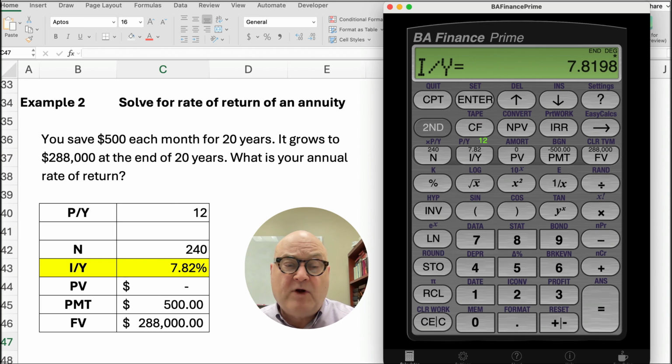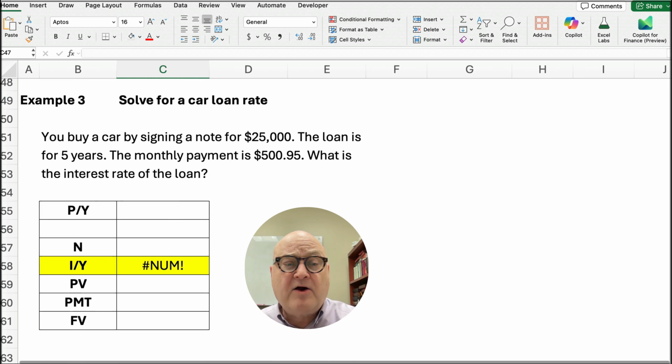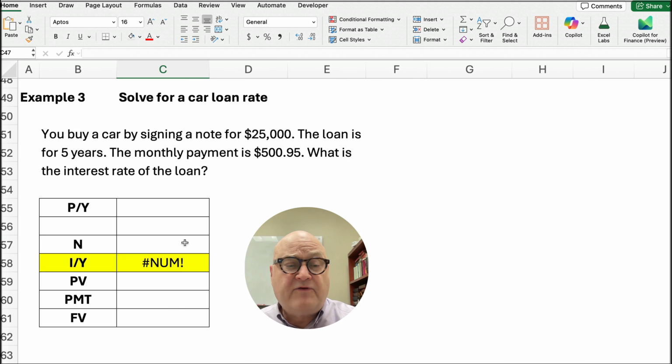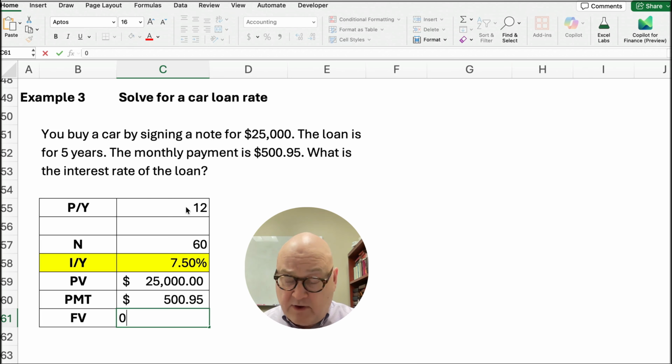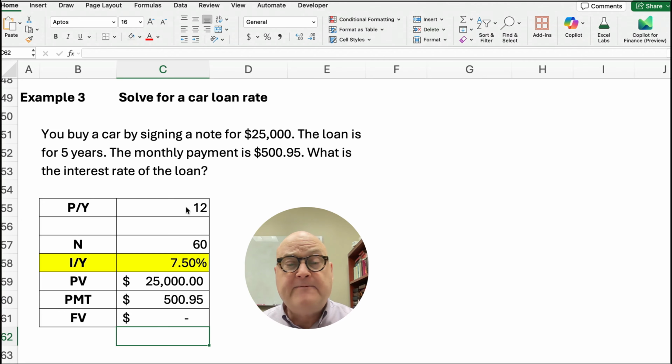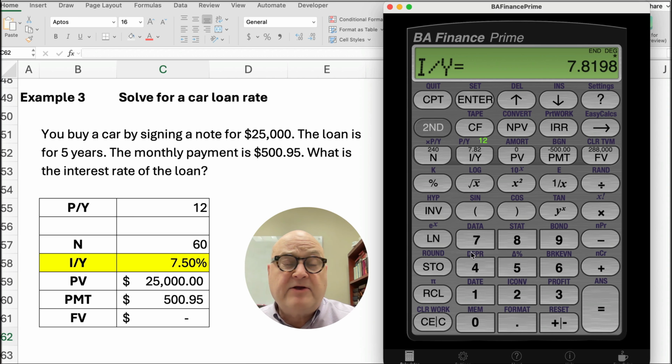All right, let's do a different one. What if you have a car payment and a car loan, and you say, hey, I bought a car for $25,000. Okay, so let me put in $25,000. The loan's for 5 years, so it's going to be a monthly payment for 5 years. So 5 times 12 is 60 months. And we know the monthly payment is going to be $500.95. And at the very end, this loan is going to be zero, right? So we need to put zero in. What is the interest rate that we see on this loan? Well, it looks like it's going to be 7.5%.